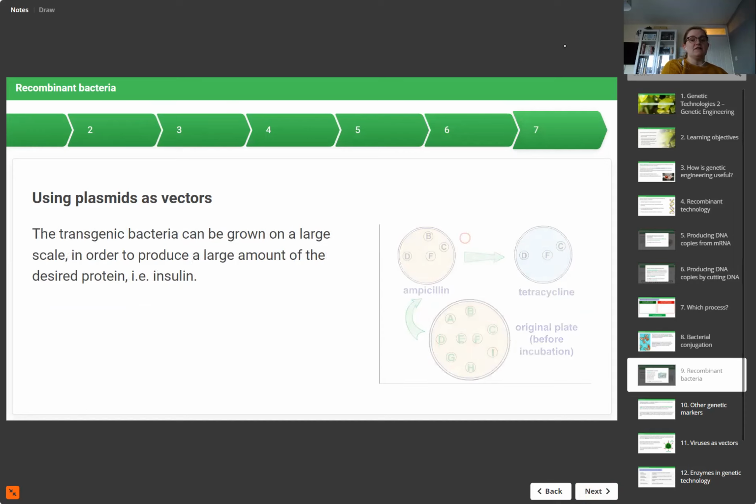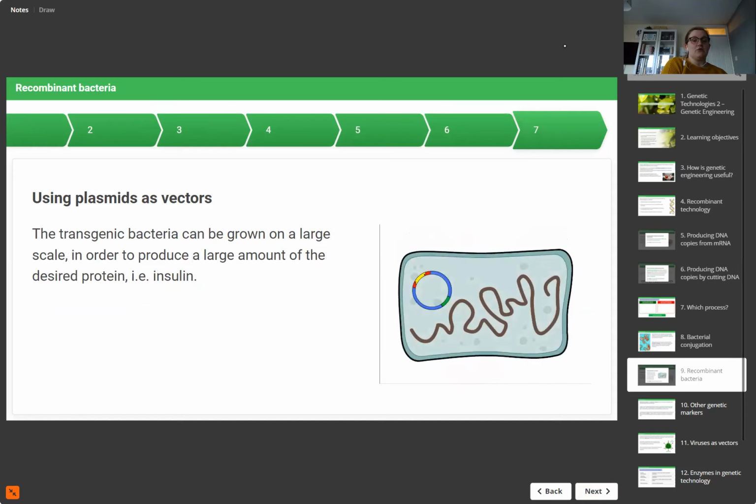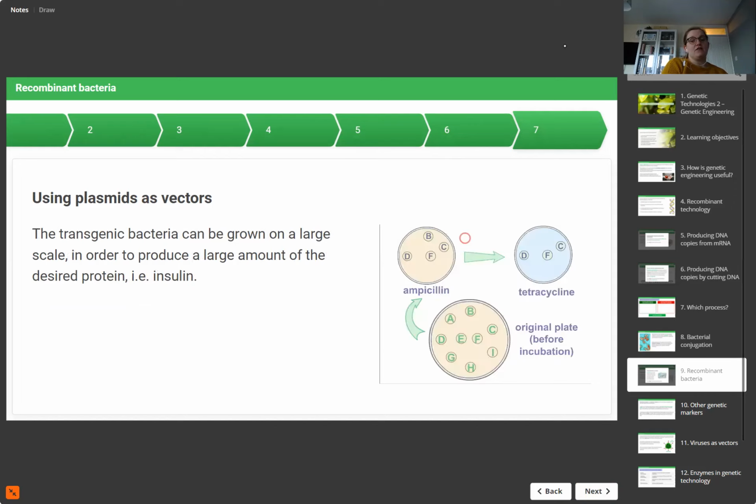The transgenic bacteria can then be grown on a large scale in order to produce a large amount of the desired protein, so the insulin. So we take that one bacterium and it will go through growth so that we can get lots of them.